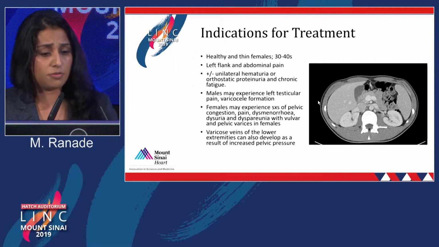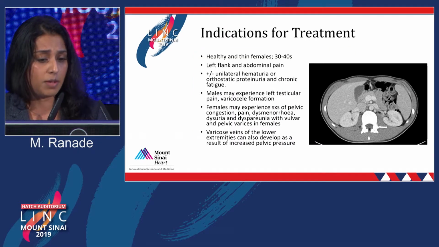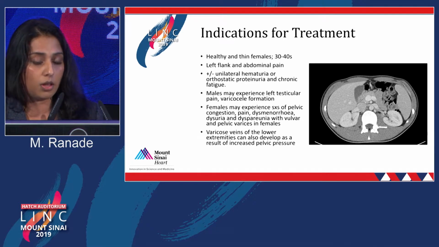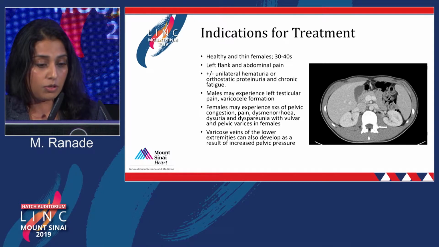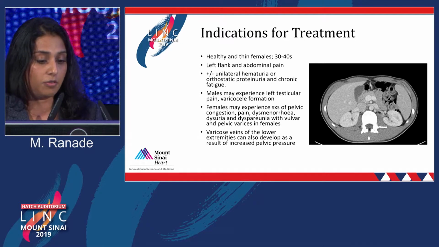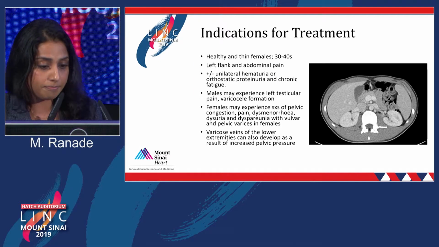So, indications for treatment: these are usually young, healthy females in their 30s or 40s presenting with left flank pain and abdominal pain. A lot of these patients may present with unilateral hematuria, orthostatic proteinuria, and chronic fatigue. In males, this can present with left testicular pain or varicocele formation. Similarly, in females, they might have symptoms of pelvic congestion.